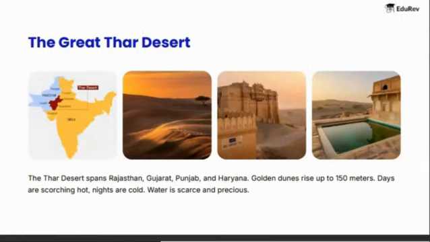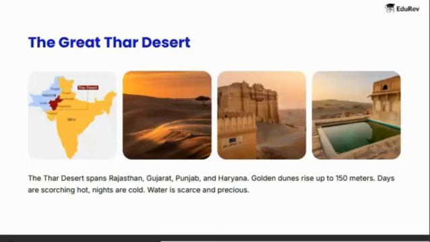Now we have the Great Thar Desert. The Great Thar Desert is a vast stretch of golden dunes. In the Thar Desert, there is rugged terrain and a wide open sky. The sand dunes are formed when the wind shifts and shapes the sand into hill-like formations. It is the Great Indian Desert.